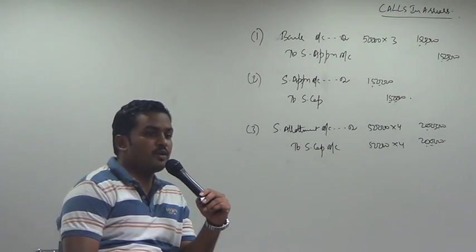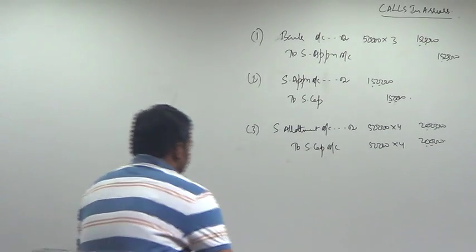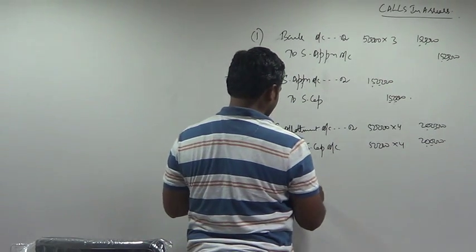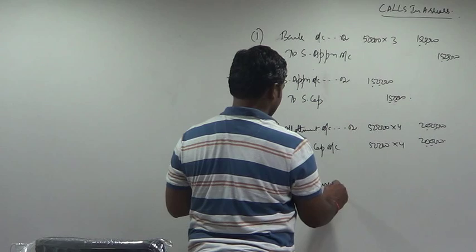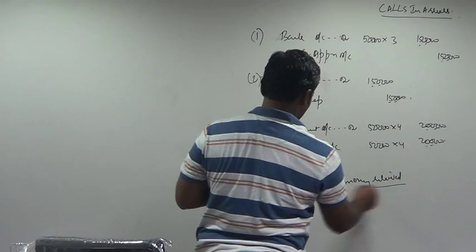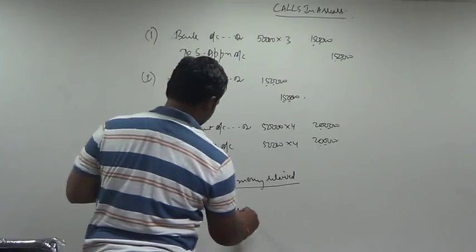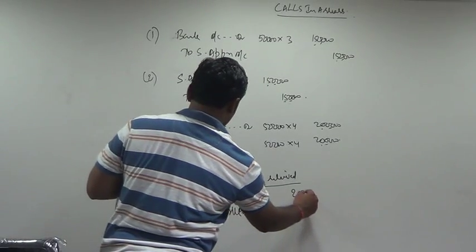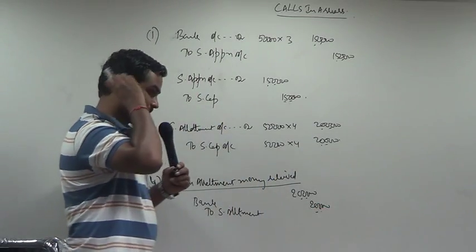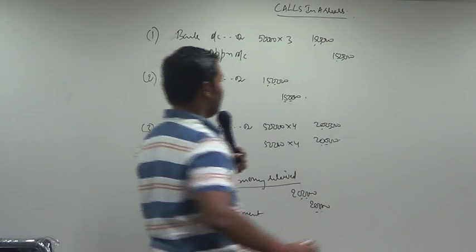Next, when allotment money is received, what is the entry right when you receive allotment money? Bank account debtor to share allotment account. How much? 2 lakh. Clear everyone?